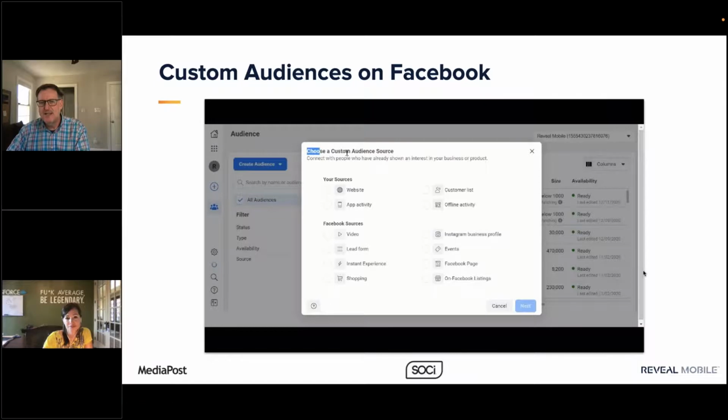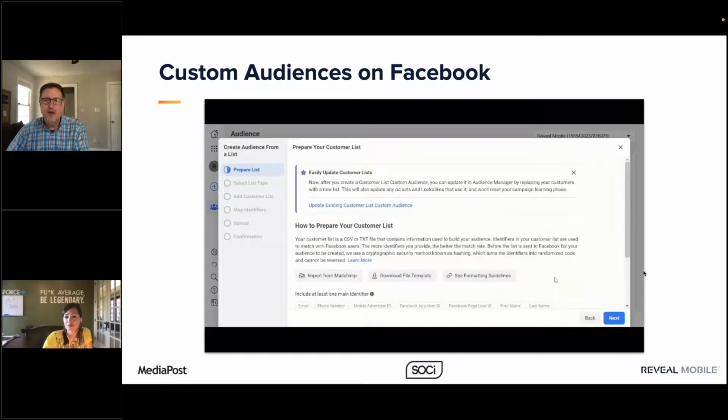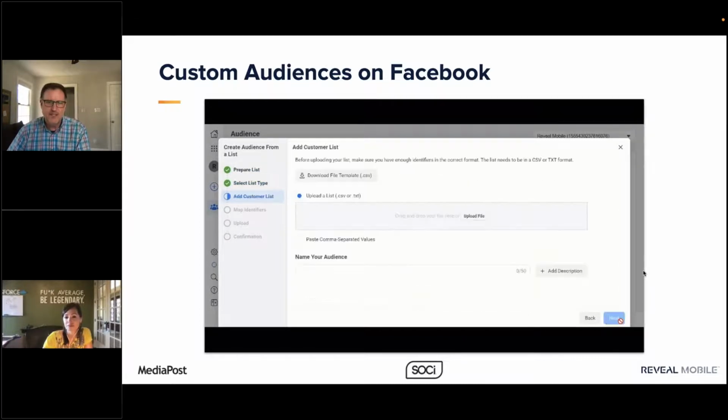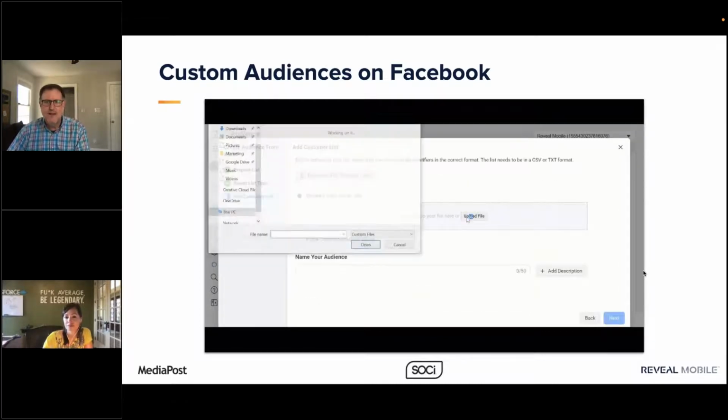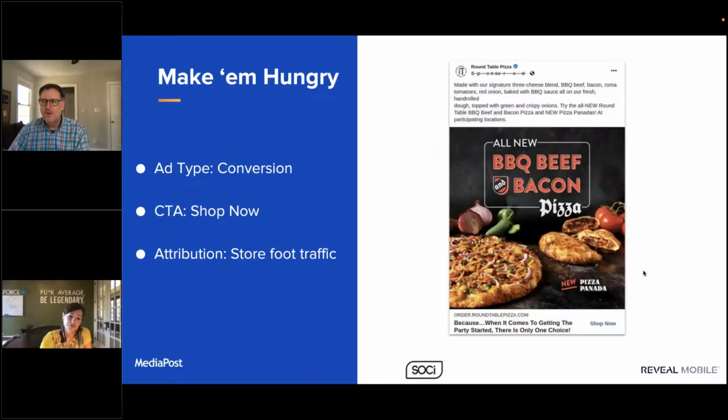So we're going to take that list now. We're going to download that list from our geofencing platform, and we're going to upload that to Facebook as a custom audience. This is a quick video on how to build a custom audience on Facebook in case you've never done that. It's as simple as uploading a CSV file, as you can see here. And then we're going to serve some really delicious looking creative to our addressable audience. This is probably the ad for people who are going to Pizza Hut, because let's face it, Roundtable's barbecue beef and bacon pizza is way better than anything Pizza Hut can do.